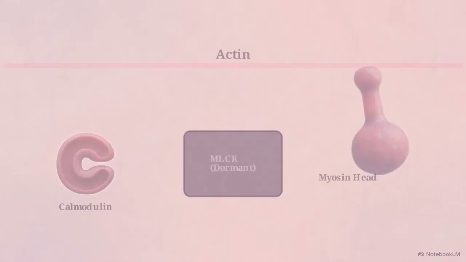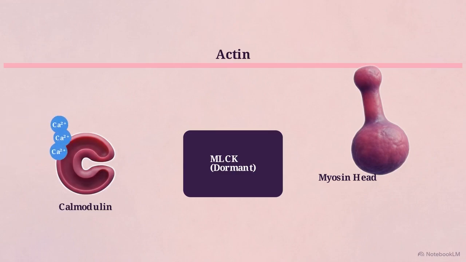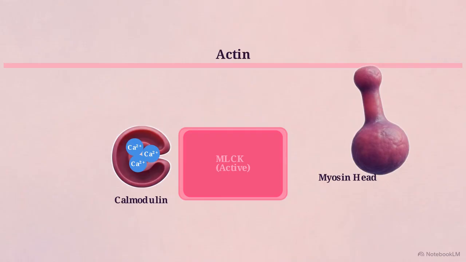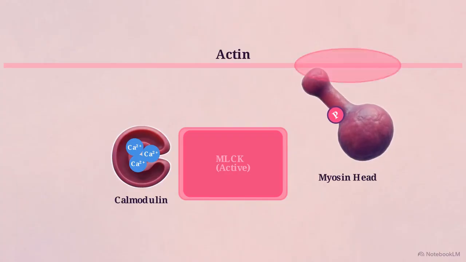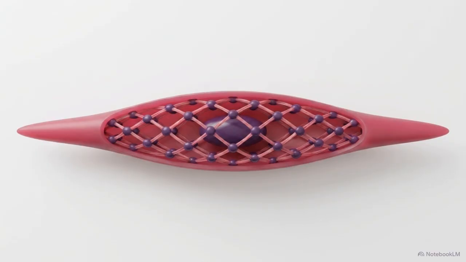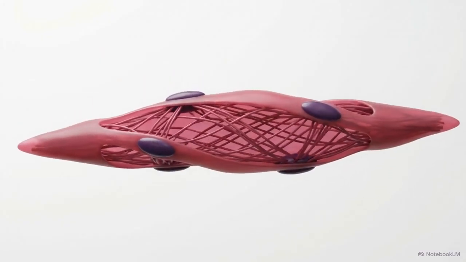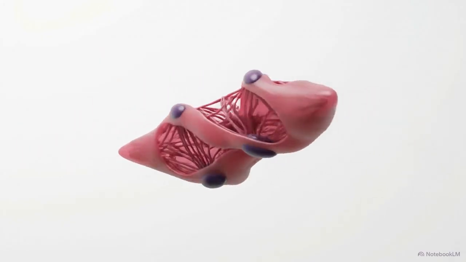When calcium enters a smooth muscle cell, it binds to the protein calmodulin. This complex then activates an enzyme called myosin light chain kinase, or MLCK. MLCK phosphorylates the myosin heads, allowing them to bind with actin and initiate crossbridge formation. Smooth muscle filaments are anchored to dense bodies, which act as the functional analogs to Z discs. As the filaments slide, they pull on these dense bodies to squeeze the cell in a corkscrew fashion.